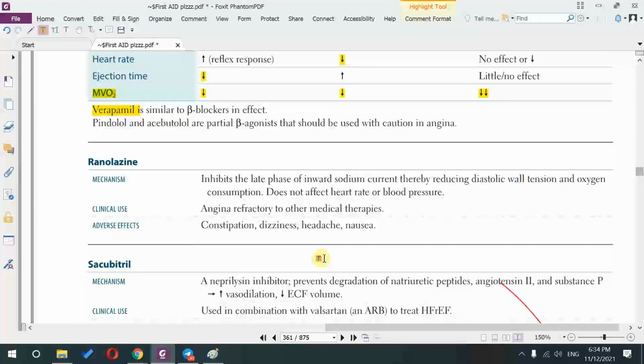We have something called ranolazine. Oh, it's about the funny stuff. Let's see. It inhibits the late phase of inward sodium current, thereby reducing the diastolic wall tension and O2 consumption. What is this? Let's take a look at it.